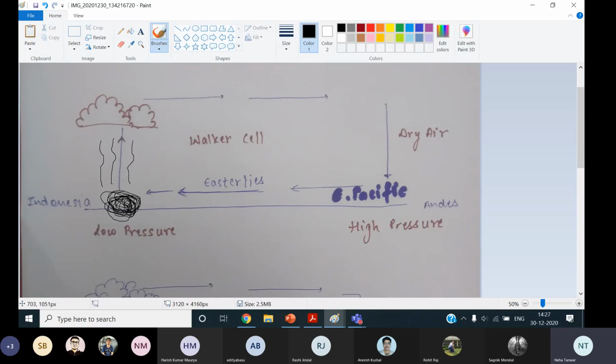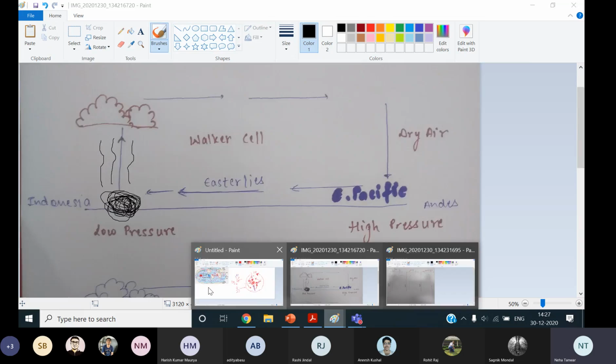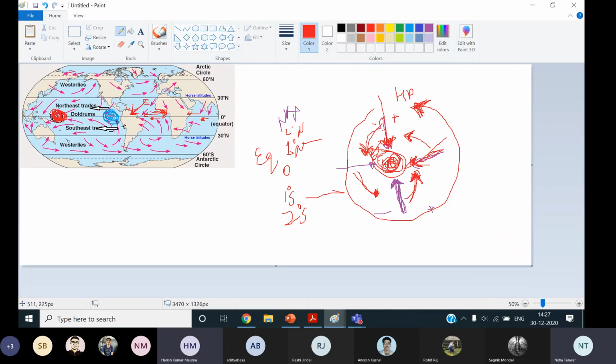As the air rises up, as we discussed in the previous lecture, it goes through adiabatic cooling, so the temperature will drop as it rises. As it rises and the temperature drops, it hits the saturation point and we get the clouds here. These winds, ma'am?